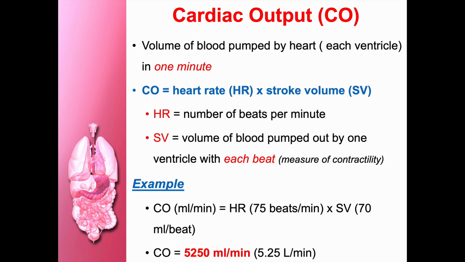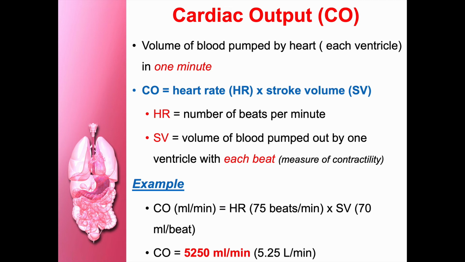Heart rate is the number of times the heart beats in 1 minute. For example, I told you the heart takes 0.8 seconds for one beat. So 60 divided by 0.8 would be about 75 beats, but the heart is beating 72 times per minute.